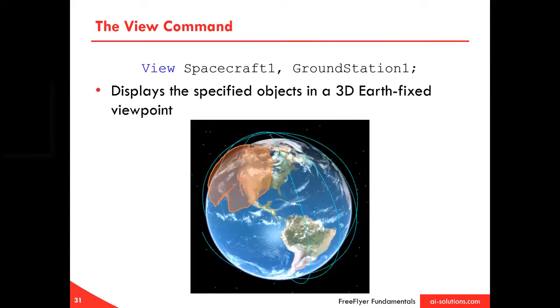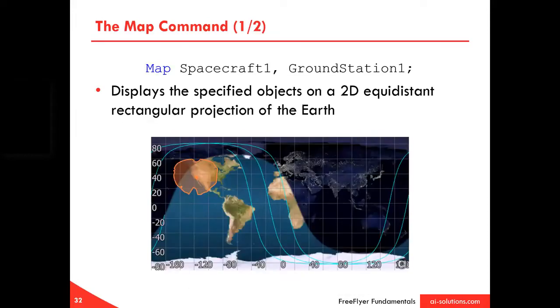The view command displays objects in a default 3D Earth-fixed viewpoint. You can specify any number of objects to be viewed, separated by commas. The map command will display objects on a 2D equidistant rectangular projection of the Earth. Later on, when we talk about configuring more customized output windows, you'll learn how to control every aspect of a 2D map or a 3D viewpoint.